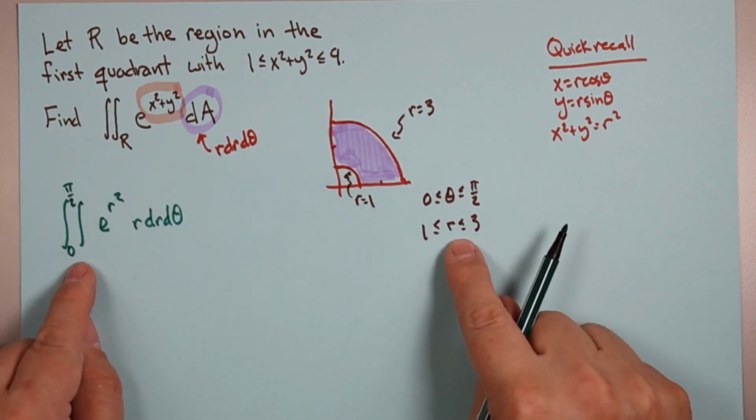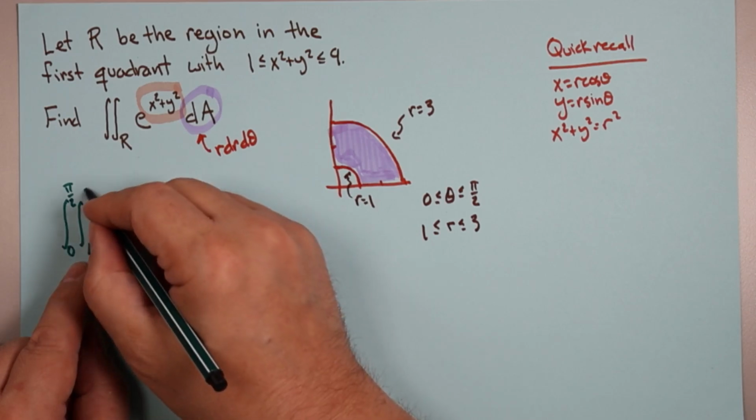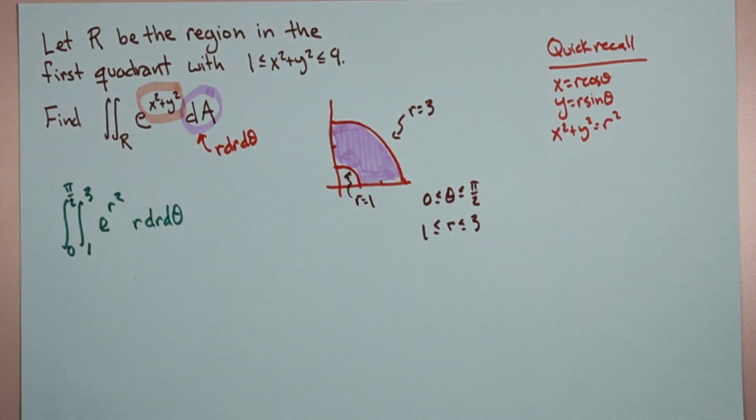R does what? 1 to 3. And that's our integral. And now we're ready to work the integral. And great. Now that doesn't seem like such a bad integral. It seems like one we can make progress on. And that's because we can make progress on it.